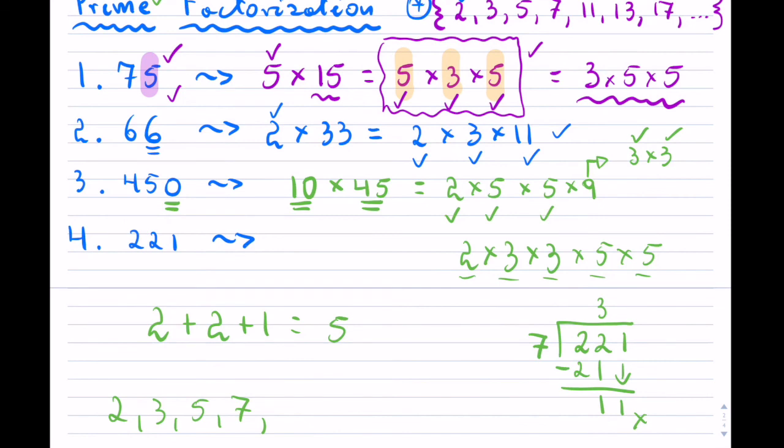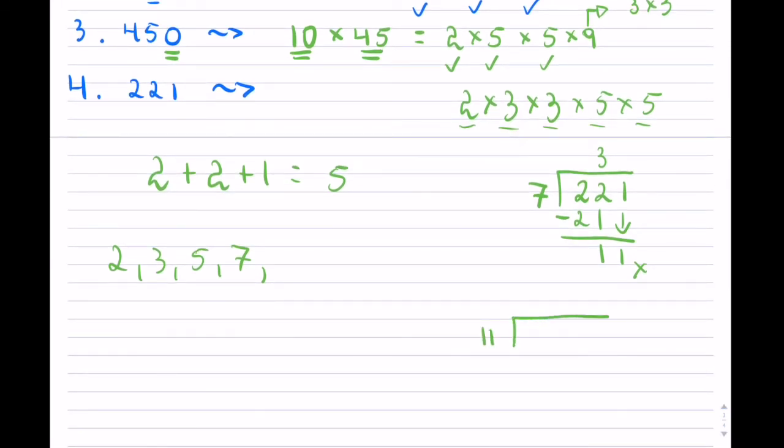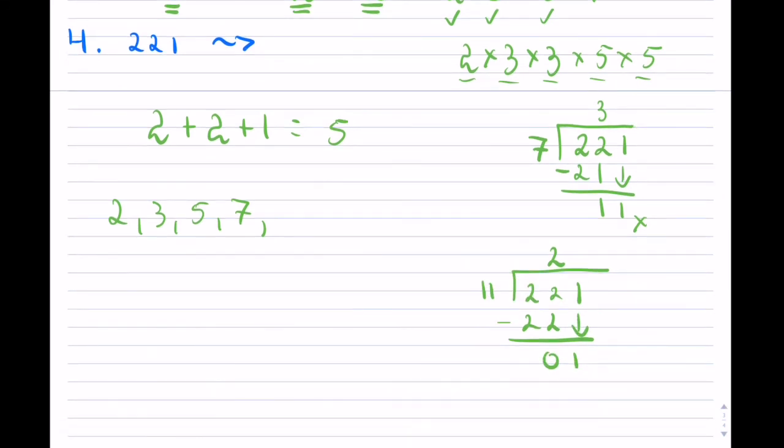The next prime is 11. So let's check. Does 11 go into 221? So 11 goes into 22 two times. But that will bring me a 1. And unfortunately, 11 does not go into 1. Well, it goes 0 times. So I'm stuck with a remainder. So 11 also does not work.